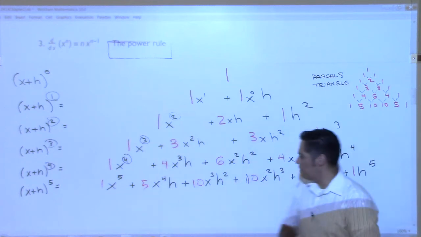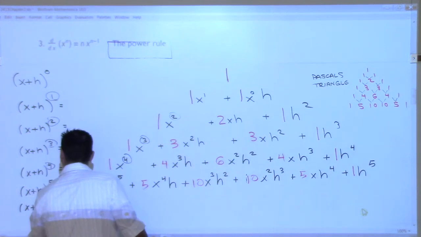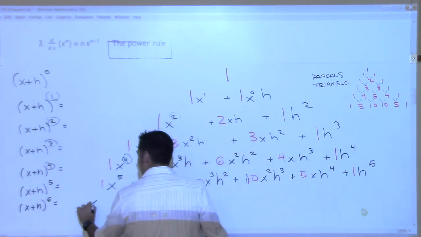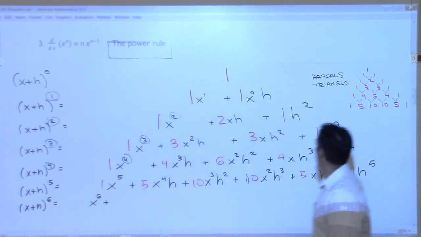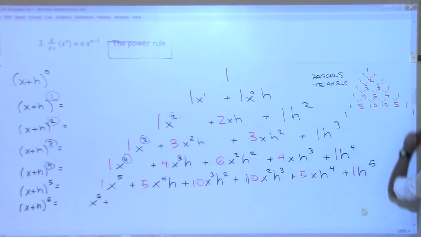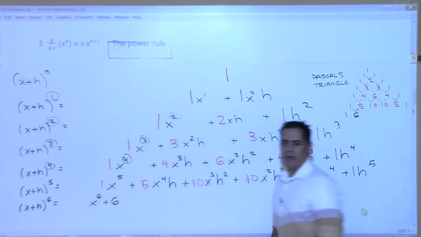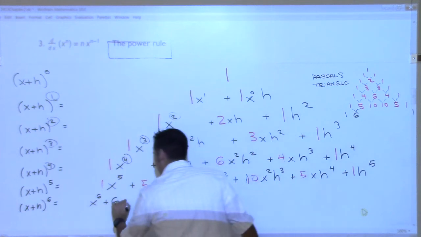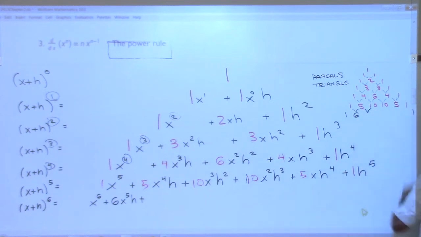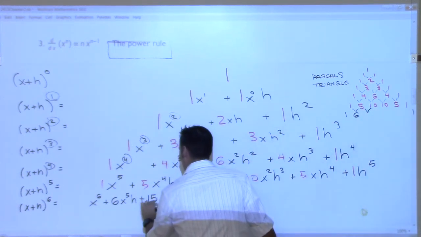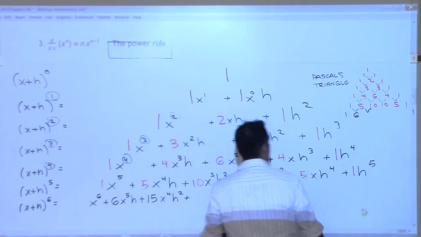Understand? So let's see if we can do the next one. What would x plus h to the 6th be? We know it's going to be x to the 6th, right? We know that because they're all following that pattern. Plus, now what about the number? We have 1 and 1 on the ends. Here and here, 6, right? So this next one is 6. What about the power on x? x to the 5th. What about h? Just h, right? Plus, what's the next coefficient? 15. 15, x to what? 4th. And then h squared. Plus, what's the next coefficient?